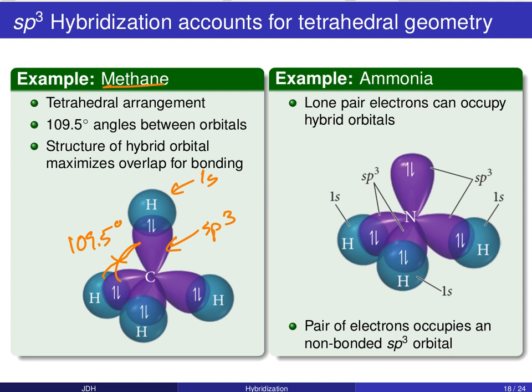Now, just because I've hybridized the orbital doesn't mean that hybrid orbital has to be involved in a bonding interaction. The example over here on the right-hand side shows ammonia, where we once again need sp3 hybrid orbitals in order to account for the tetrahedral geometry. But the sp3 orbital up top just has a lone pair of electrons.